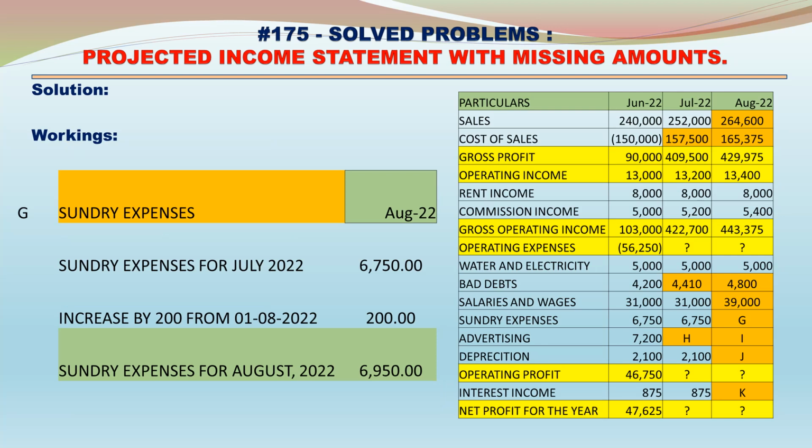Missing figure at G. Sundry expenses for the month of August. Sundry expenses for July 6,750, increased by 200. Sundry expenses for August 6,950. So let us put 6,950 against the sundry expenses in the August column.